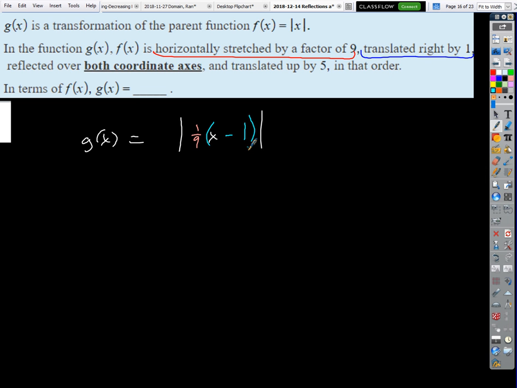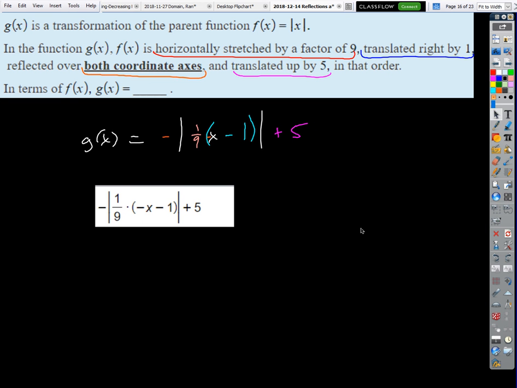Now I'm going to reflect over both coordinate axes. Now, does it matter what the order is here? No. Does that make any difference? Okay, so if I'm doing both, that's going to flip me over the x-axis, and that one's going to flip me over the y-axis, right? And then finally, if I go up by 5, okay, agreed? Okay, good.